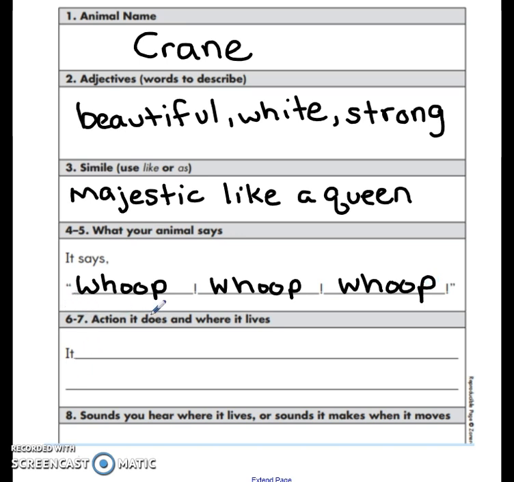And then 6 and 7 is an action that it does and where it lives. So first I need to think of an action. So what does the crane do? Well, before I was thinking about how it was flying, and that's why I wrote that it was strong. So I think, though, instead of using the word flying, to use the word soars. So I'm going to write it soars. And then I have to think about one place it lives is in the sky, and that's where it would be soaring. So I'm going to write it soars through the sky.